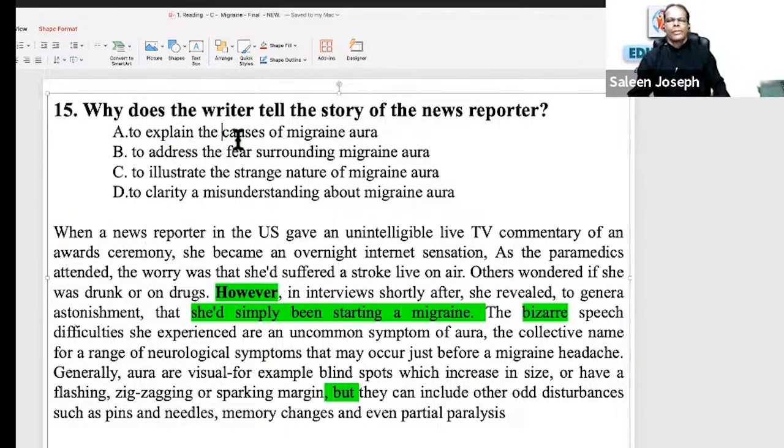We have highlighted causes, fear. Strange is the first. So strange is the synonym of bizarre: strange nature, bizarre speech difficulties, uncommon symptom of aura. Do you have any similarity with any of these options? What comes after the contrast word? The sentence starting with the contrast word.